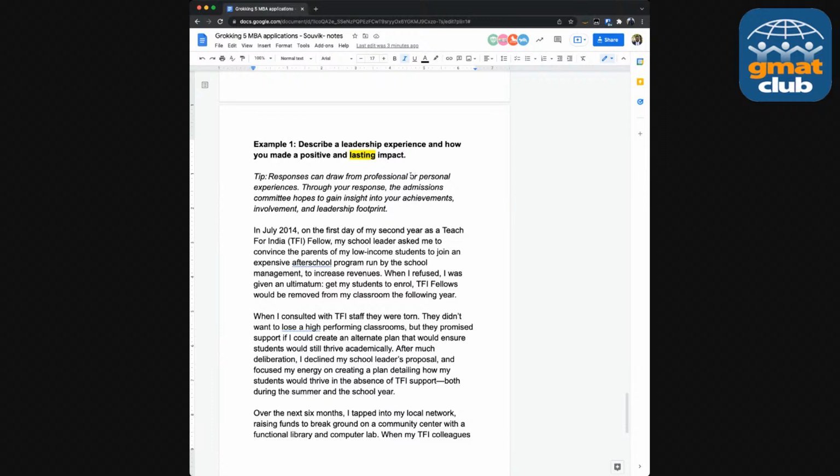However, because this was a revenue opportunity for the school, there was a lot of incentive for the school to get the students into these classes. So I had to make a choice on whether I wanted to get my students to these classes or whether I wanted to stick to my guns, put my foot down and say no. So I wanted to establish those stakes at the beginning of the essay, right?